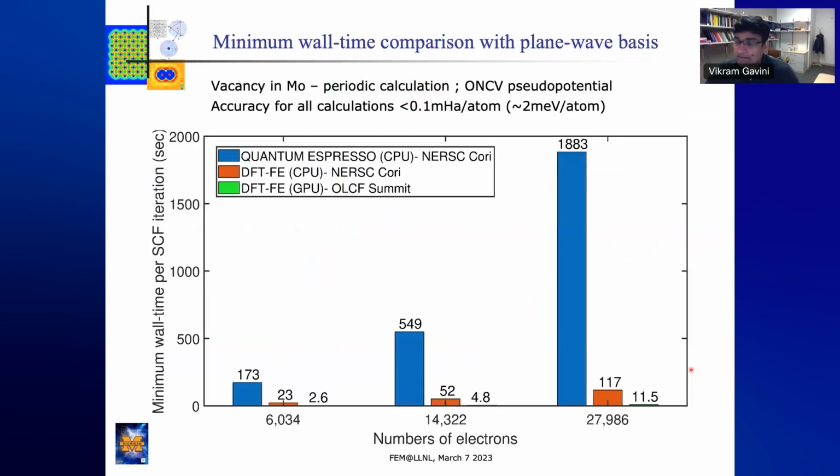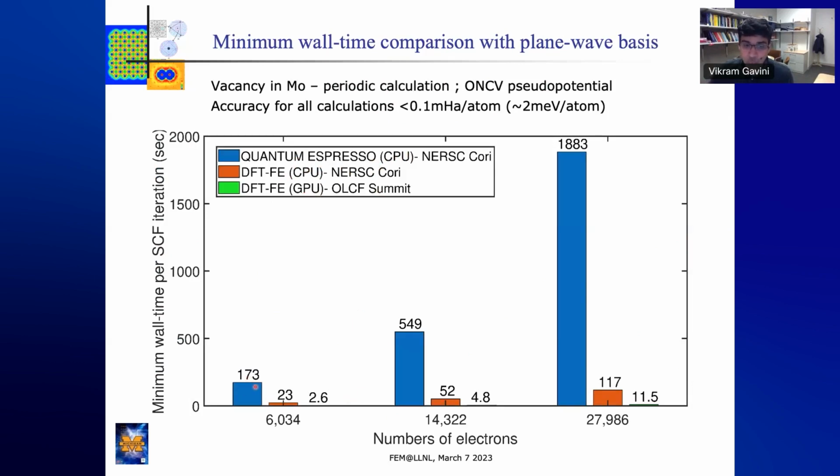And I think for practitioners of DFT, this slide will be the money slide, where here I'm comparing what is the minimum wall time per SCF iteration that we can get for the DFT-FE code and the Quantum Espresso code, such that the parallel scaling efficiency doesn't fall off below 40%. And here I'm providing the comparison on NERSC Cori for the CPU comparison. And then I'm also providing what the minimum wall time we get for GPUs is.